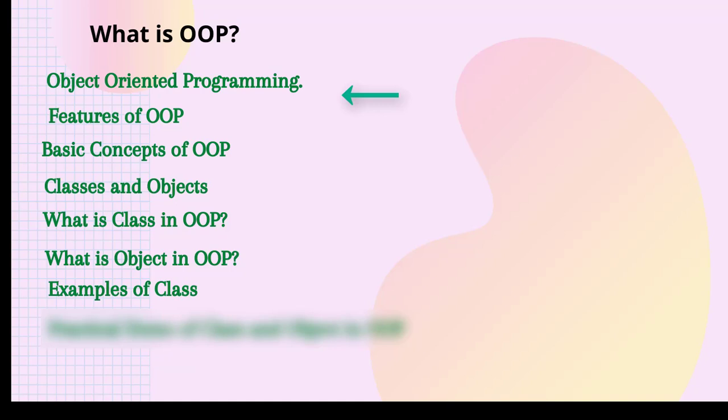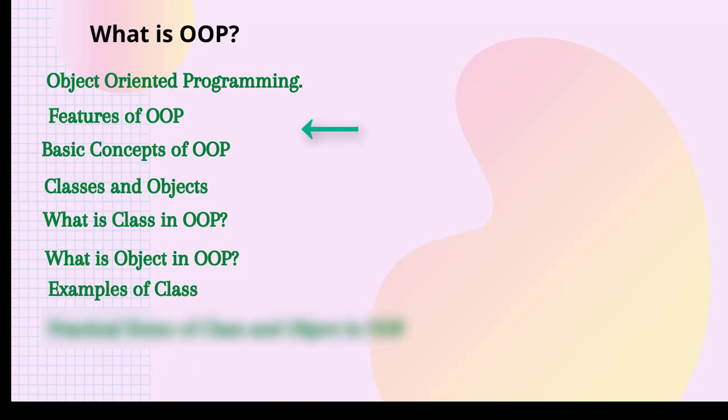OOP is a methodology in which we design a program using objects and methods. With OOP concepts, we can develop a software or an application easily and maintain it. So here the question comes, what are the features of OOP? Why do we use it?